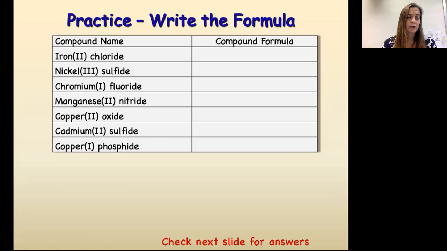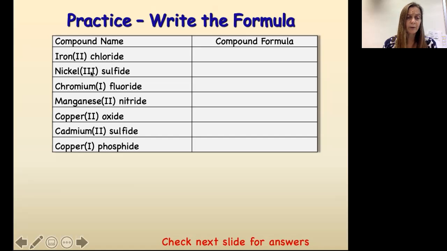So we have iron 2 chloride. We know that iron is a +2. Chloride is a -1. So that means I need 2 -1s to go with my 1 +2. So I would write this as FeCl2.